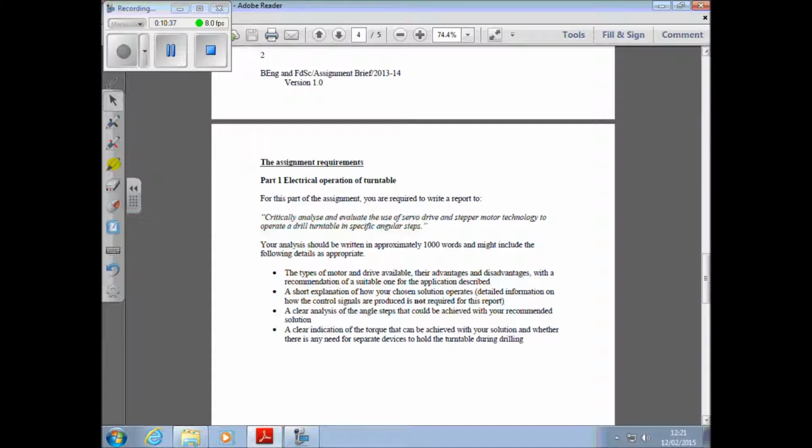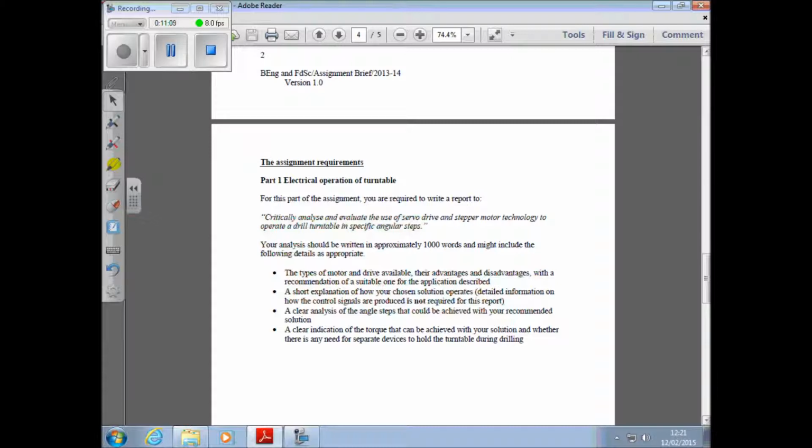A clear analysis of the angle steps that could be achieved with your recommended solution. They've only got a small range of angles they can work with at the moment, so they're interested in knowing what resolution they would be able to work to with this system, bearing in mind that the holes are a certain size anyway. We're not looking at having a chain drilling.